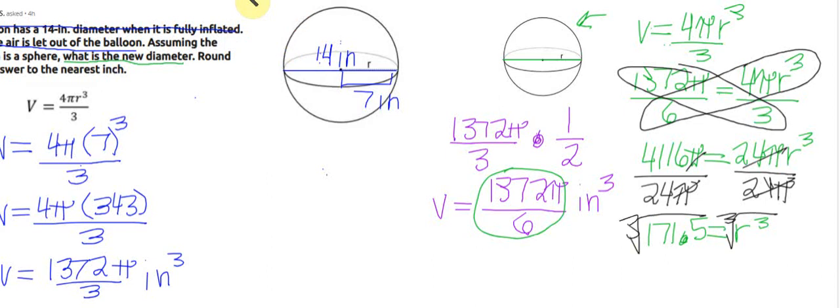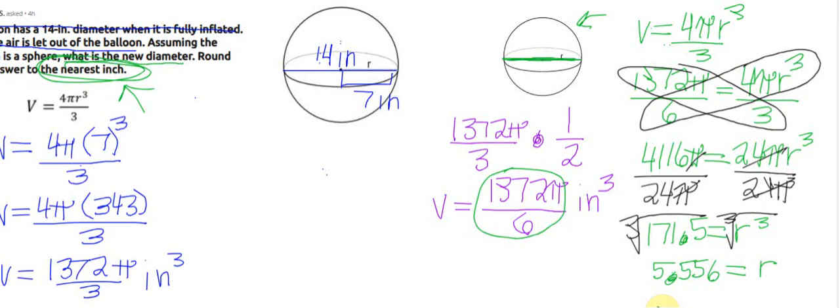Now, because we need to get r alone, let's take the cube root of that. Make sure you do it to both sides, basic algebra. So the cube root of 171.5 is approximately 5.556 equals r. Now going back to the original problem, we actually need to double the radius. Remember, our goal is to find the diameter. So let's double that radius.